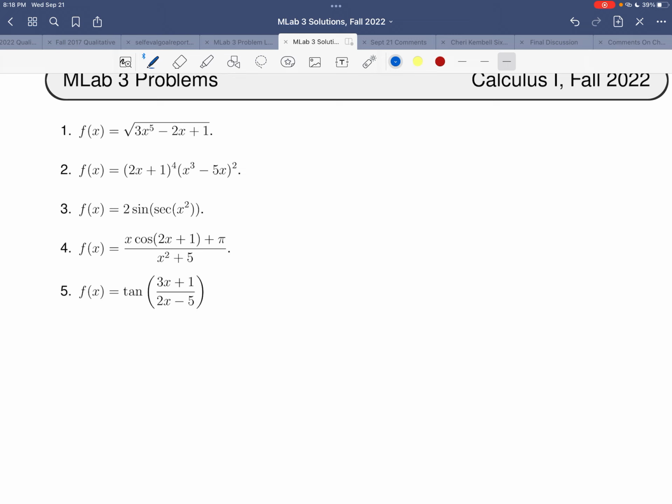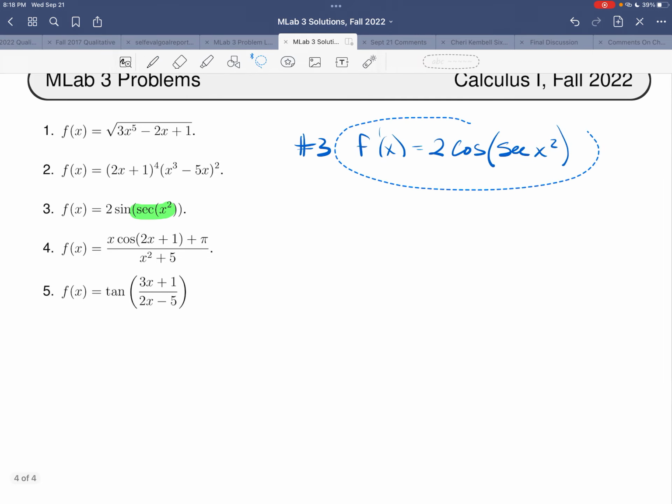Let's do number 3 now. So for number 3, I'm looking at this and asking myself, what is this? This is a kind of a double composition. The outside function is this sine, and then I'm plugging in this guy. So I'm going to think about it just as one chain rule, if you will. Let's highlight this part. This is the inside part to sine. So if you think of it that way, then f prime of x is just 2 times the derivative of sine is cosine, plug in the inside, which we know is secant of x squared. That's it, as far as the first step goes.